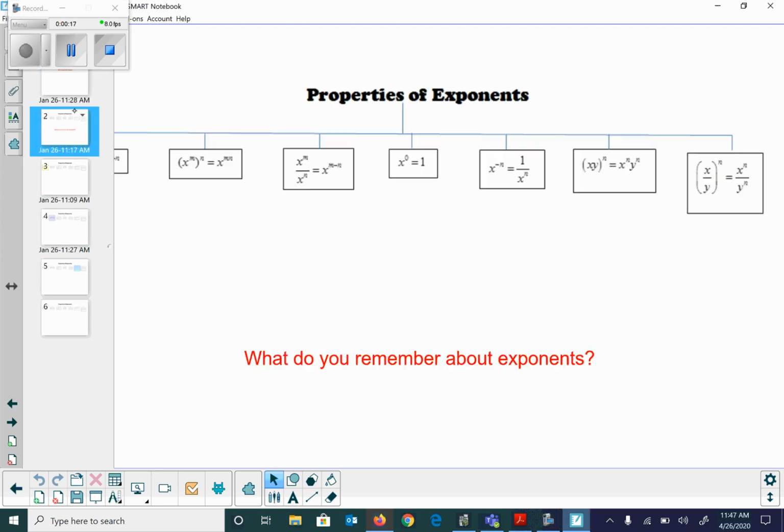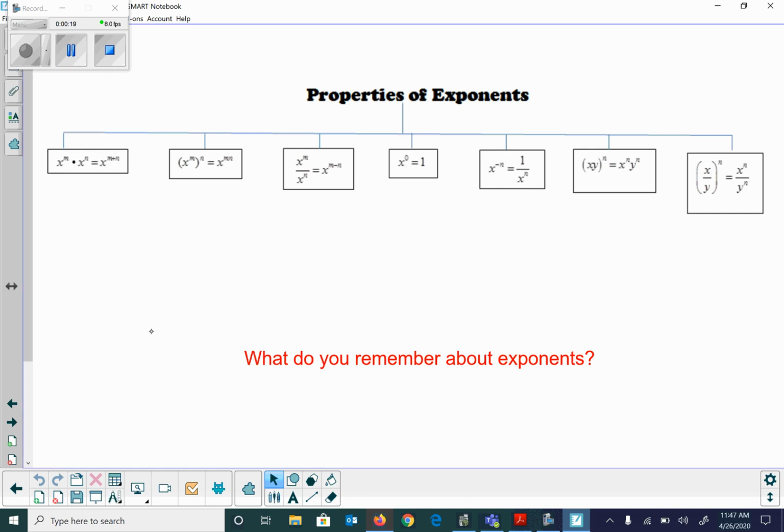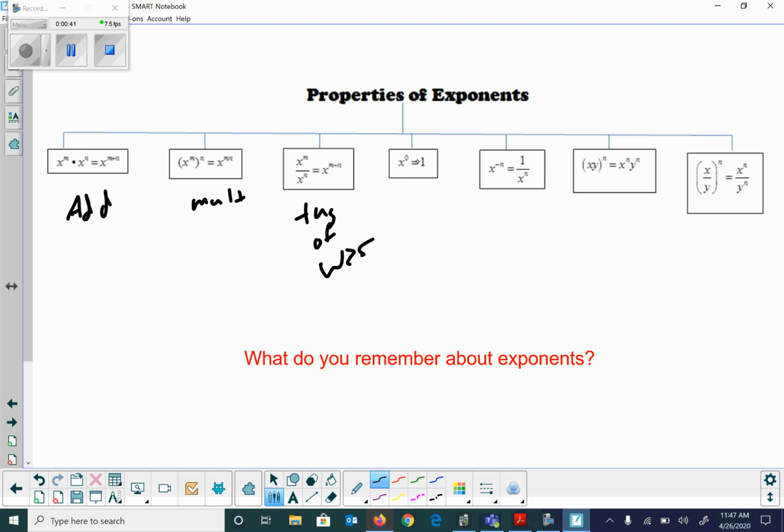So our very first slide, these are our basic properties. If you have like bases with exponents, you add the exponents. If you have a power to a power, you multiply the exponents. If you have this, you subtract the exponents, so m minus n, and I'm going to talk about this being a tug of war. And then if you have something to the 0 power, that's 1.